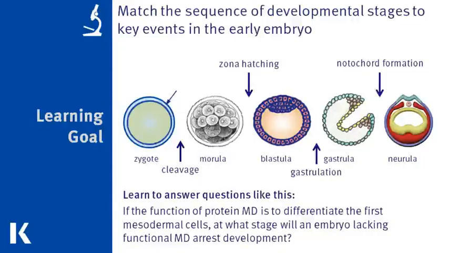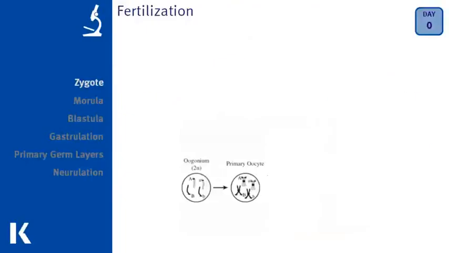The MCAT loves to throw a wrench in the works of certain processes and commonly asks you what the resultant pathology would be. The first stage of embryogenesis is fertilization, but let's set the scene. An important fact to remember for the MCAT is that a woman is born with all the eggs she will ever have. Remember from reproduction that these eggs are primary oocytes and are frozen in prophase 1.